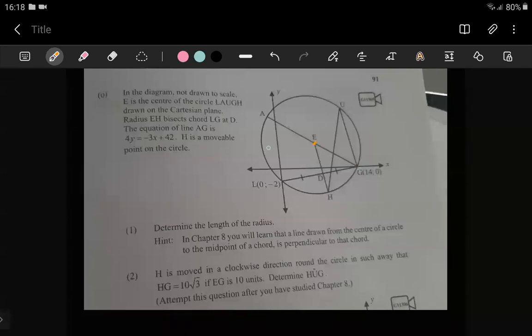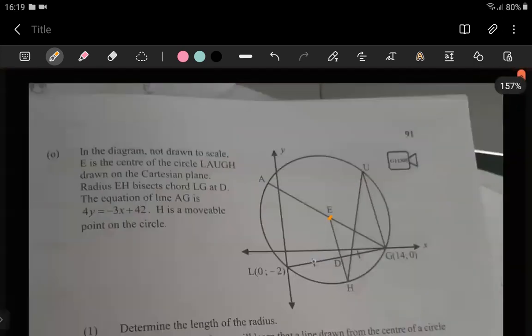L-A-U-G-H. Interesting. The circle is drawn on the Cartesian plane, and then the radius EH bisects the chord LG. Interesting some more. And then it says here, it bisects it at G and at D, and then says the equation of the straight line AG is given in this format. H is a movable point on the circle.